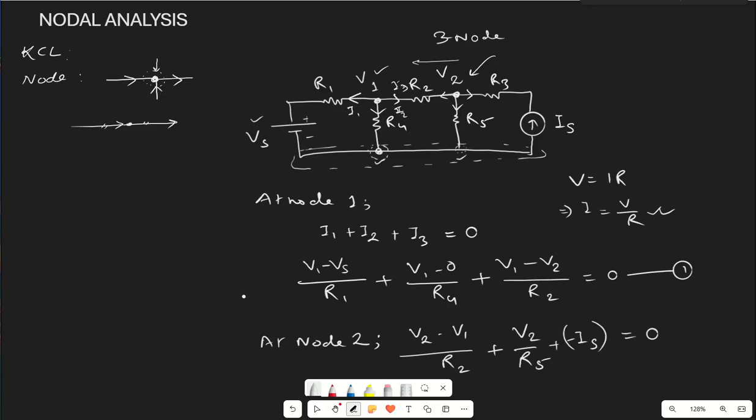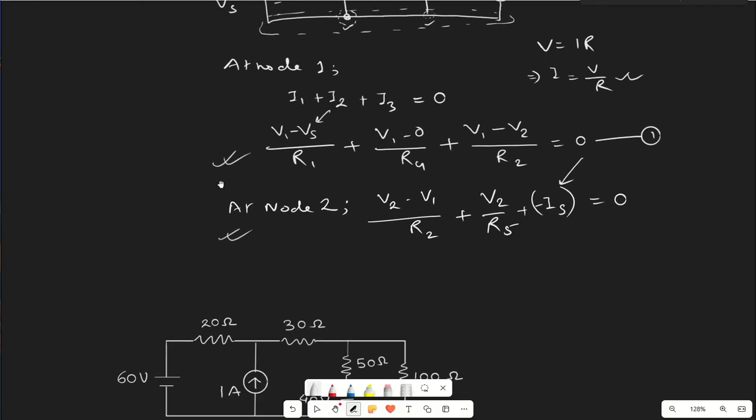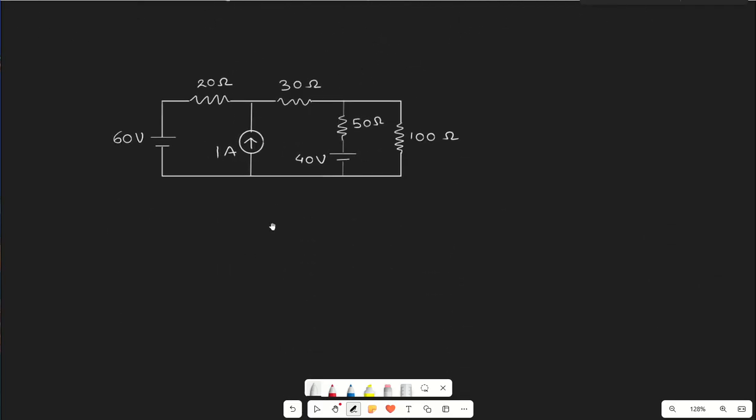Now we have two equations and two unknowns, because the voltage and the current source values will be given. We have two unknowns, V1 and V2, and two equations, so we can solve it. This is how we go for nodal analysis, this is the way we solve nodal analysis. Now let us take an example and see how it can be done.